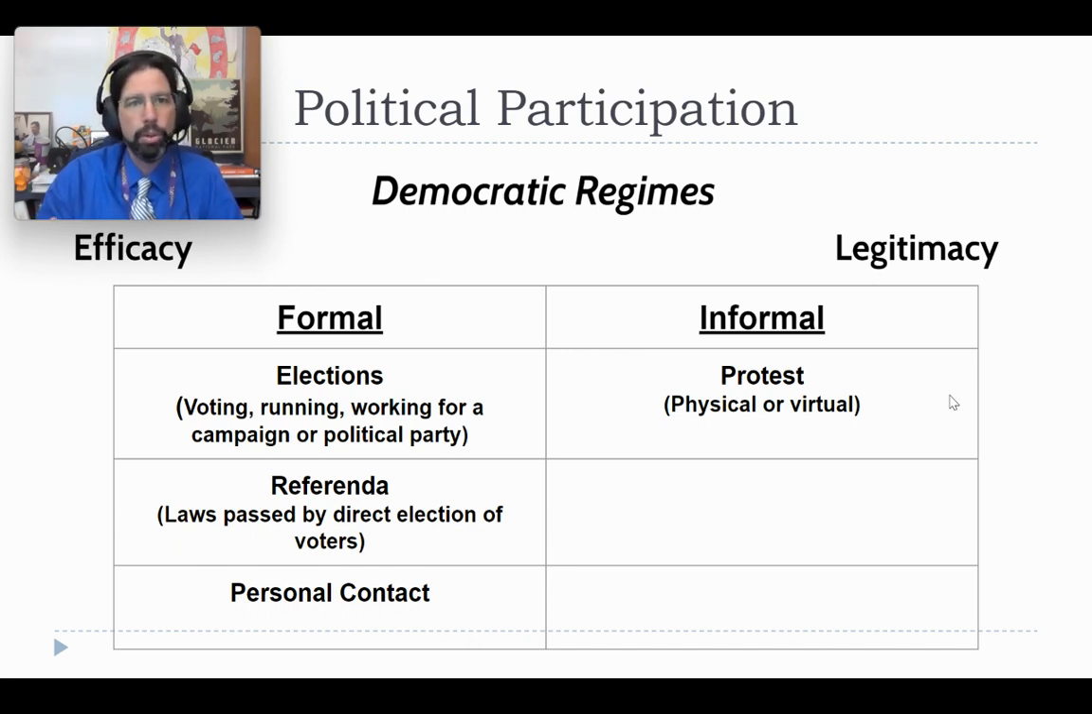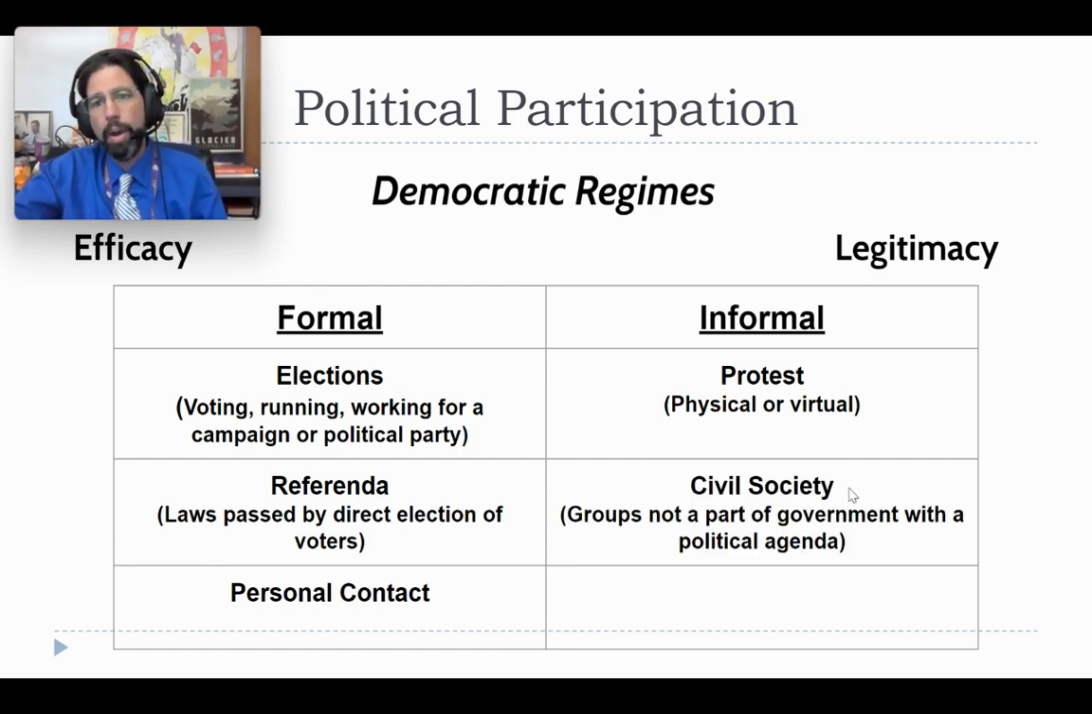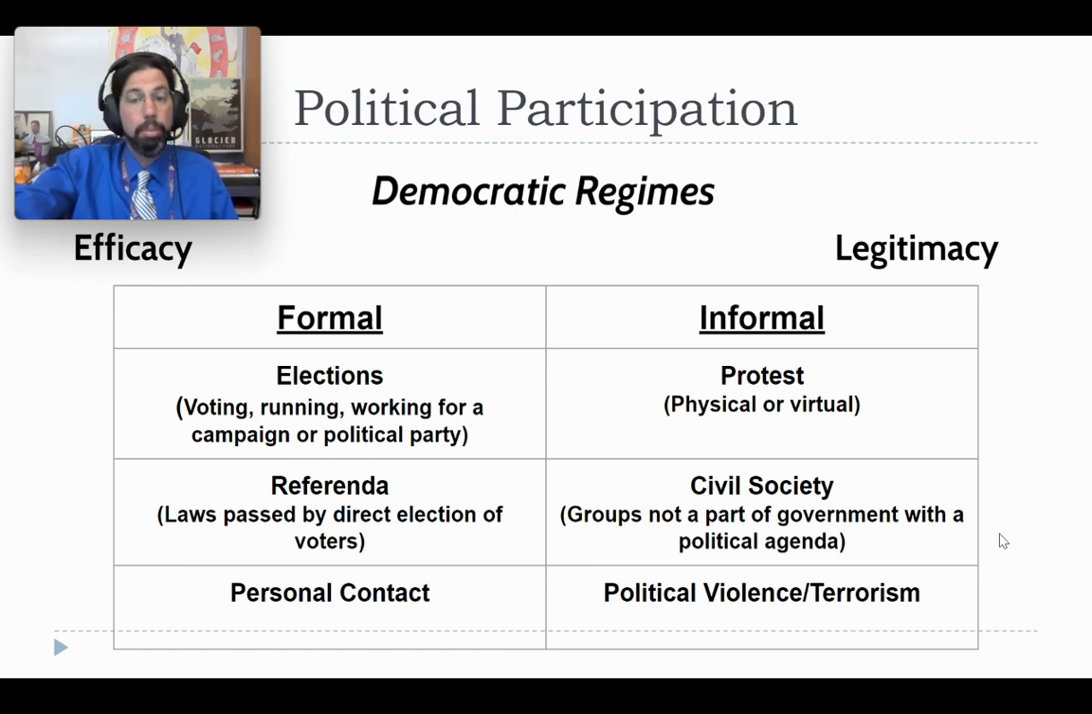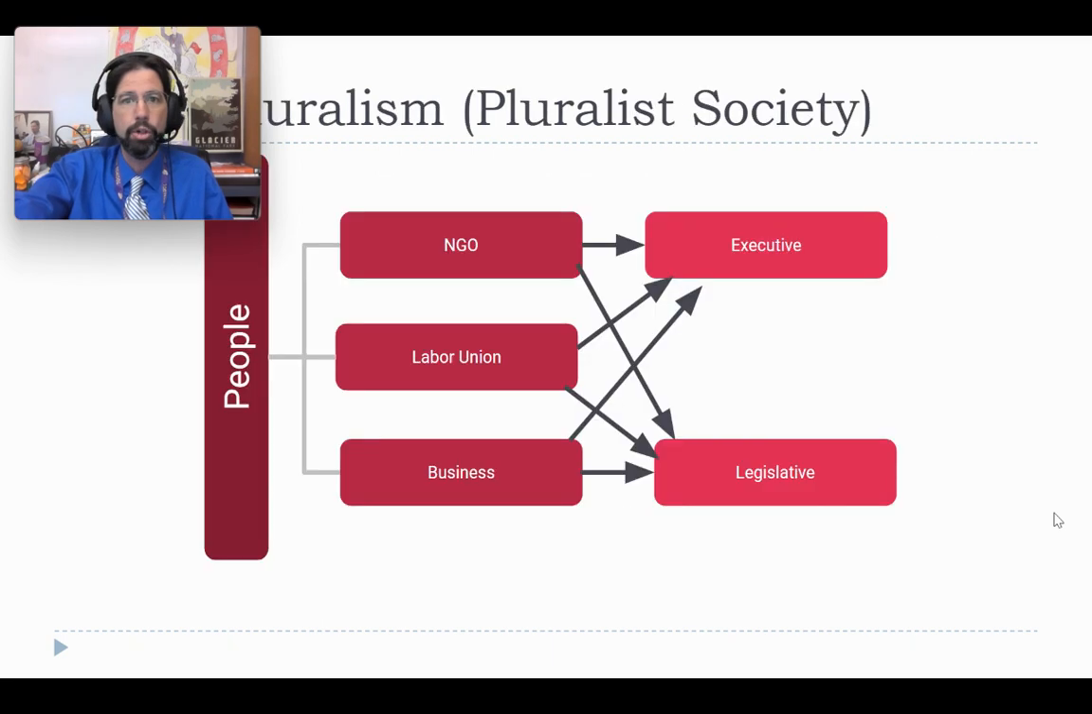By the way, a protest, of course, is you're going out and actively protesting against something. A social movement is something much bigger, like overall society. You're seeing multiple protests over time, over an extended period of time. Also, you have civil society. Of course, these are groups not a part of the government with a political agenda. And political violence and terrorism. Is that good? No, not necessarily. But is it a form of informal democratic protest? It does happen, political violence and terrorism in democratic regimes.